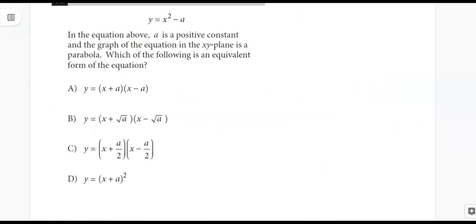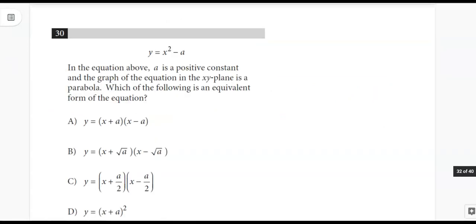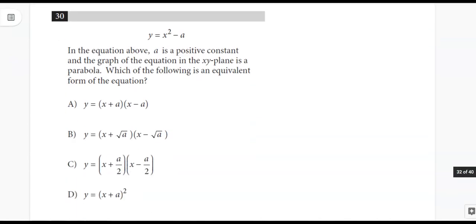All right, got number 30 here. Scroll down a little bit just so we can see it. So number 30, y equals x squared minus a, so we have a quadratic. In the equation above, a is positive, so a is a positive number, and the graph is a parabola. So remember, a parabola is just something that kind of looks like a bowl. Which I find is an equivalent form. So we need to manipulate this equation. We need to move it around, and it looks like we need to factor it.